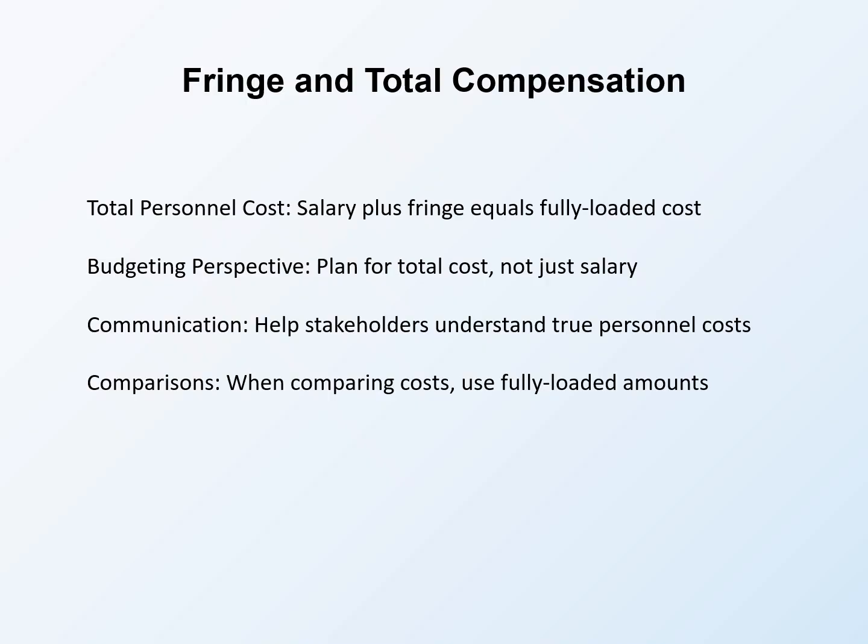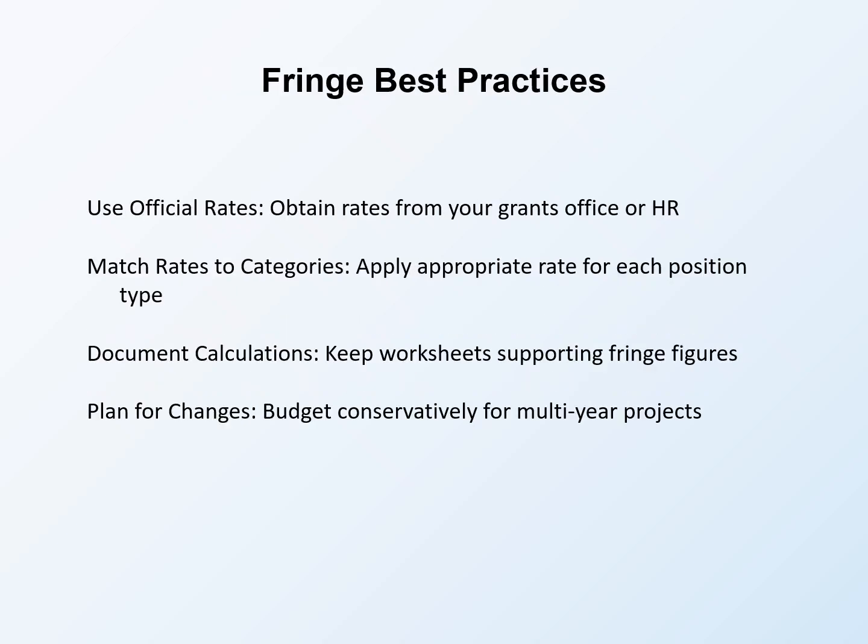When comparing costs across options, use fully loaded amounts for accuracy. Comparing one position at $70,000 with lower fringe to another at $65,000 with higher fringe requires calculating total costs for each. The lower salary might actually cost more when fringe is included. Following best practices for fringe benefits ensures accurate budgeting and supports compliance. These practices should become standard elements of your budget preparation process.